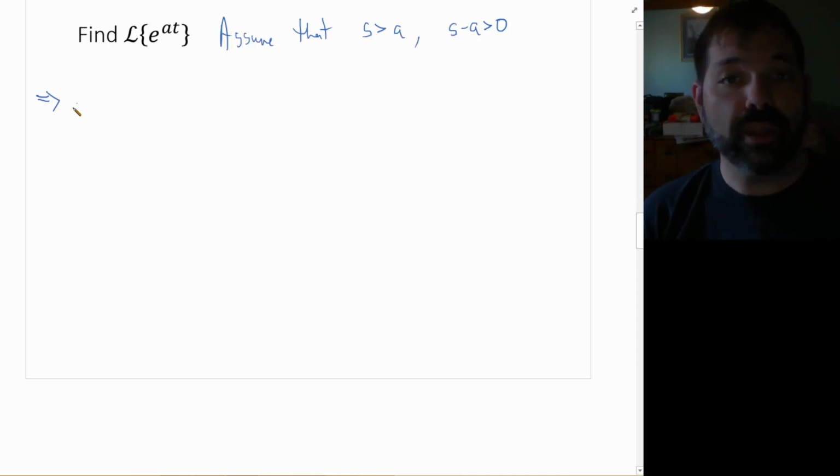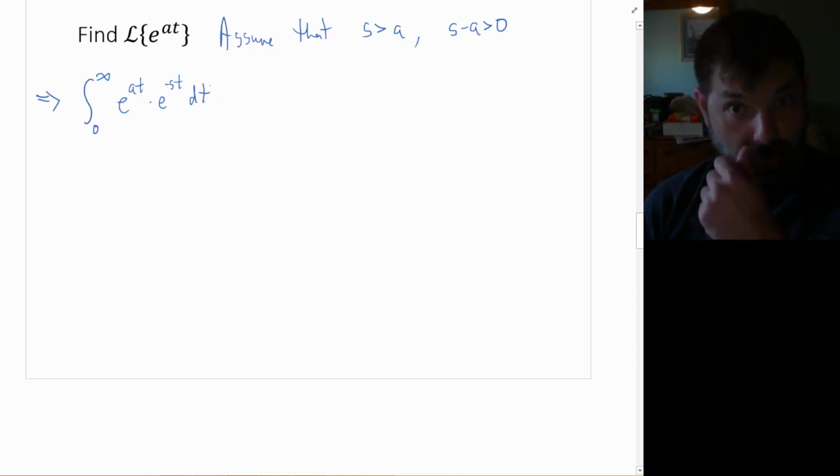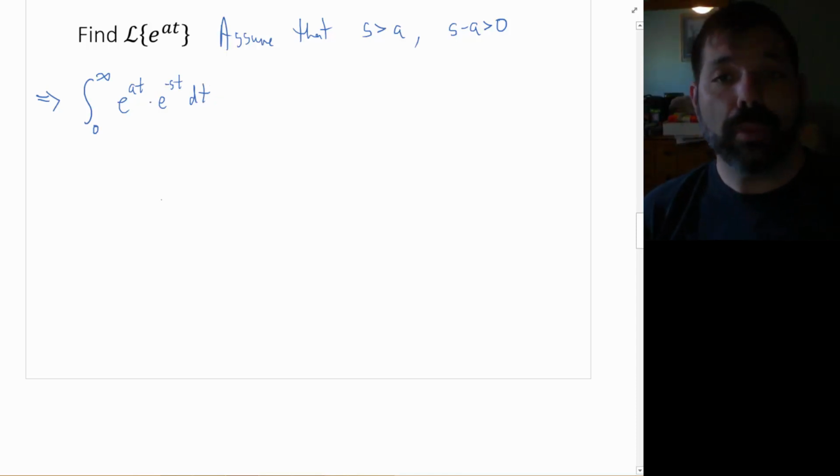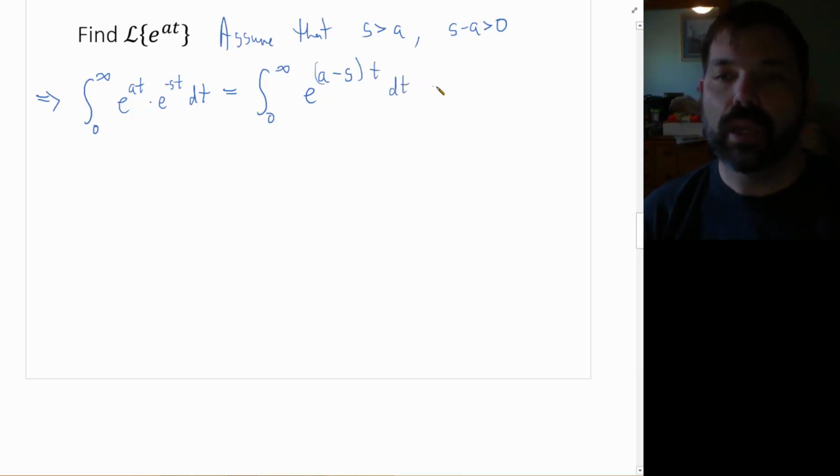So then the Laplace transform of e to the at from the definition is the integral from 0 to infinity of e to the at times e to the negative st dt. And if you recall some properties of exponents, since we have the same base e, we would then add the exponents. So then this is the integral from 0 to infinity of e to the a minus s times t dt.